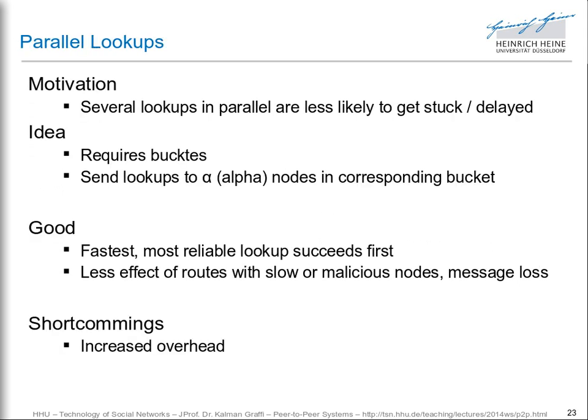Okay, another improvement are parallel lookups. The motivation is that several lookups in parallel are less likely to get stuck or delayed. The idea is that, first of all, we require buckets to use parallel lookups, and we send several lookups to a corresponding bucket. This is just like in Kademlia routing, where we have parallel lookups too.